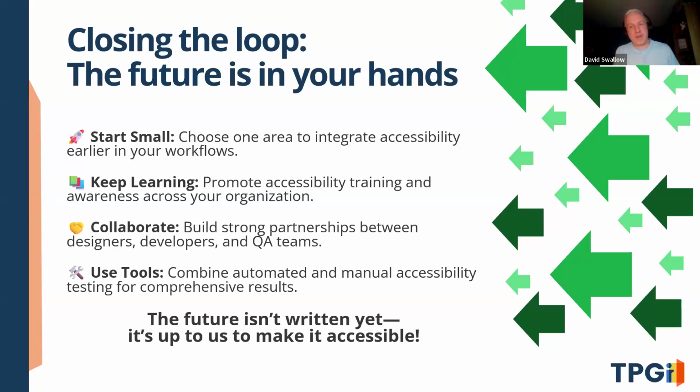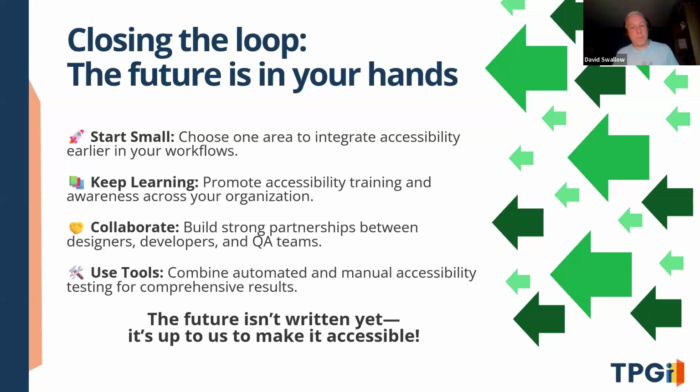Collaborate. So foster strong collaboration between designers and developers and QA teams to create a unified approach to accessibility. Clear communication and shared accountability help to ensure that accessibility is considered at every stage of development. Don't just chuck things over the wall from one phase to the next.